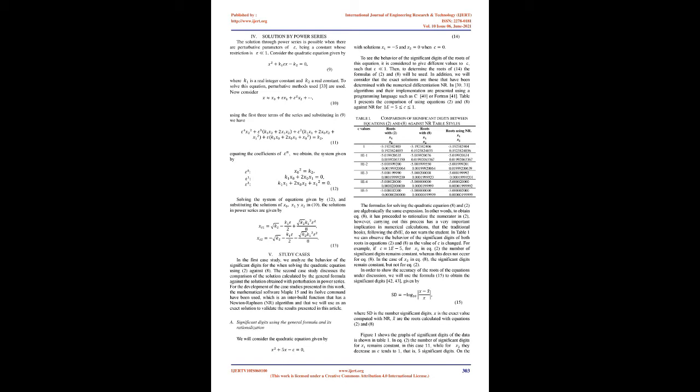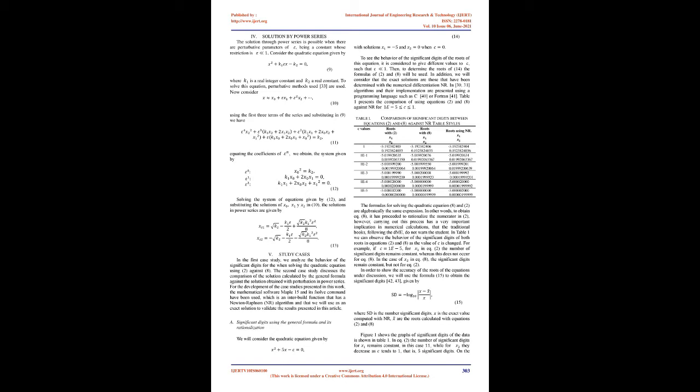In Table 1 we can observe the behavior of the significant digits of both roots in equations 2 and 8, as the value of epsilon is changed. For example, if epsilon equals 10 to the minus 5, for x1 in equation 2, the number of significant digits remains constant, whereas this does not occur for equation 8.